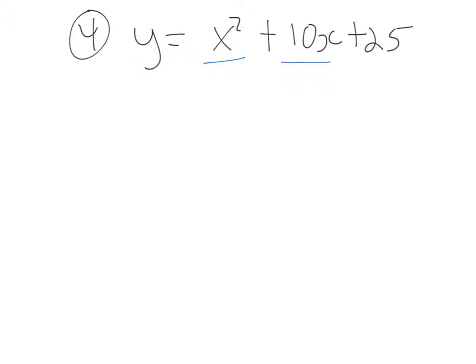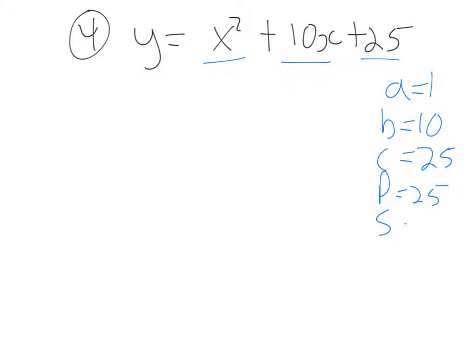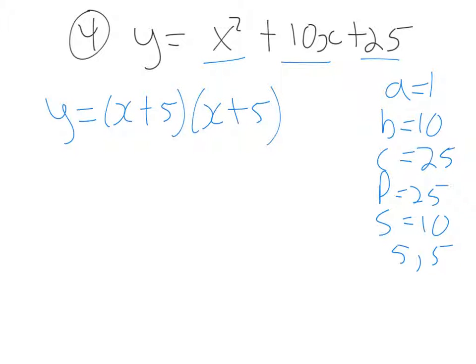Okay, x squared plus 10x plus 25. A equals 1, b equals 10, c equals 25. So two numbers that have a product of 25 and a sum of 10. So what number multiplies to 25 and adds to 10? Well, it looks to me like it's 5 and 5. So let's go over this again. 5 plus 5 is 10, 5 times 5 is 25. That works. So y equals (x plus 5) multiplied by (x plus 5).